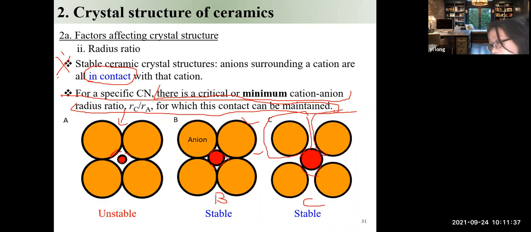So this one is a minimum case, which means your anion has to, number 1, be in contact with the cations. Because this is a universal rule, you have to make sure your anions are in contact with the cations. But if you want a minimum case, your anions also have to be in contact with each other. That's the minimum case. It's what you can calculate, because once everything is in contact, you can calculate the radius ratio RC over RA.